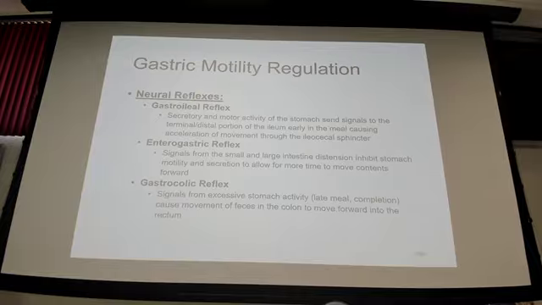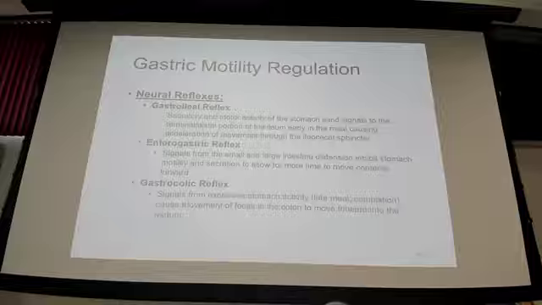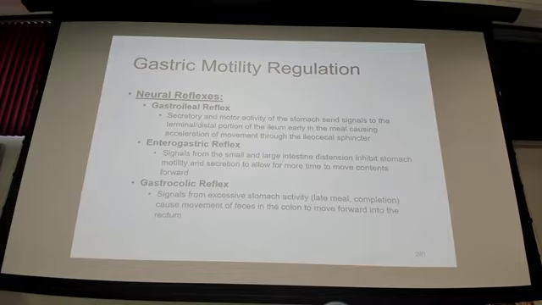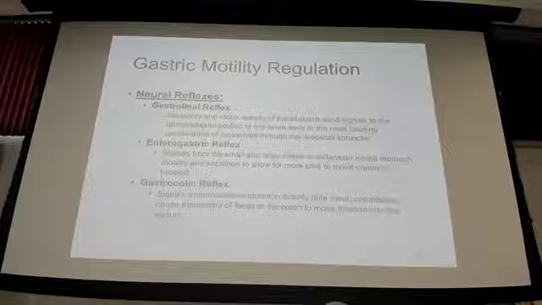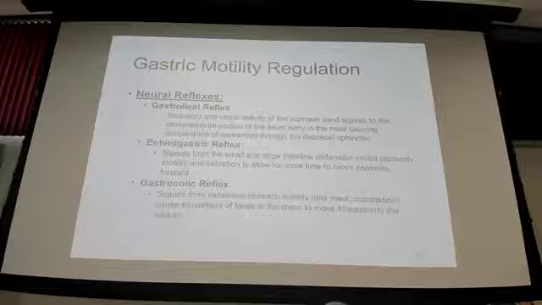Let's pull these reflexes apart one at a time. Gastroileal reflex. What do you think two parts it has to do with? The stomach and the ileum, right? What's happening in the ileum? At the terminal portion of the ileum? No, not what's there, what's happening. It's going into the cecum, right? It's going from the small intestine into the large intestine. Okay, so the ileocecal valve is opening, right?